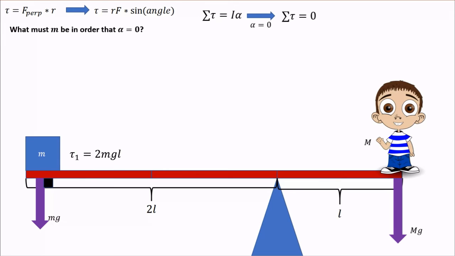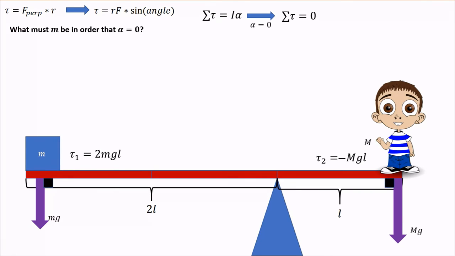Now for the force on the right. That force is also acting perpendicular to the connecting line, but this line only has a length of L. Therefore, the torque has a magnitude of big M times g times L. Because it is trying to rotate the seesaw in a clockwise direction, we will give it a negative sign.